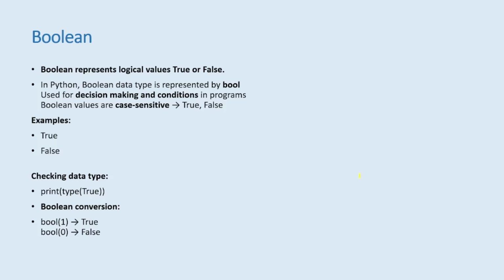In this video, we are going to learn about another important data type in Python, that is Boolean. So what is a Boolean data type? A Boolean data type represents only two values, that is true and false, and it is represented by bool in Python.